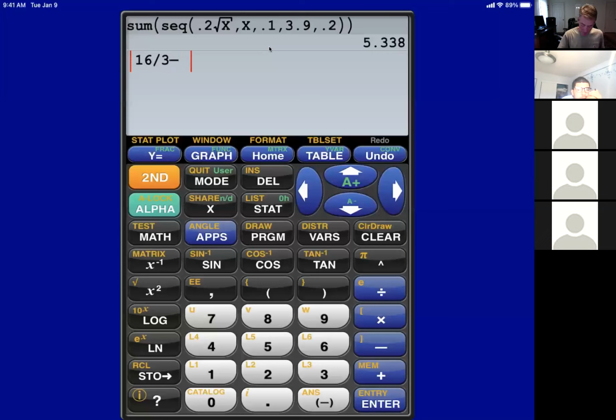So down by the negative sign, it says answer. I'm going to put that second answer. So it's going to take my last answer, and instead of 5.338, it's actually going to put 13 decimals. So that will be as accurate as I could be. And then that gets divided by 16/3. And then that'll be a decimal. So then multiply by 100 to change it to a percent.